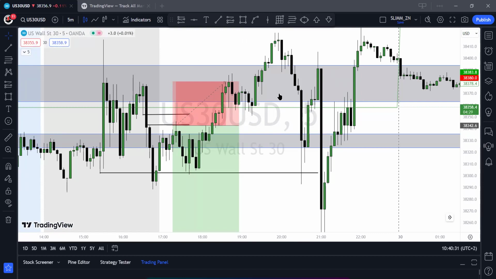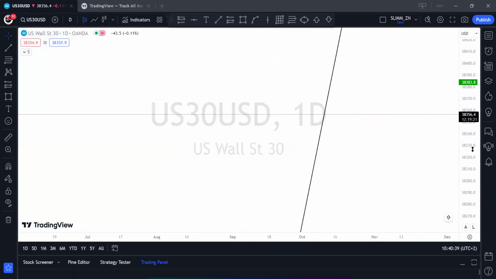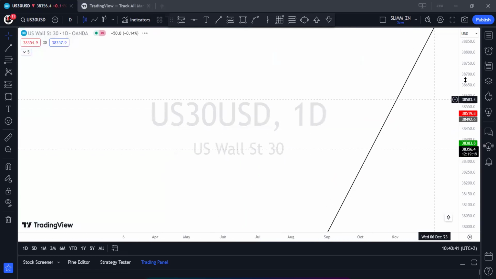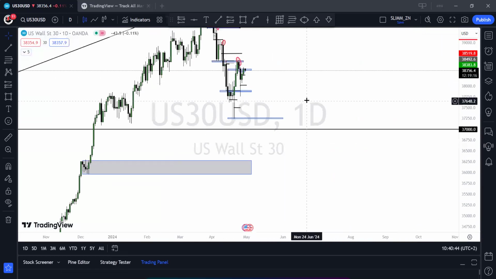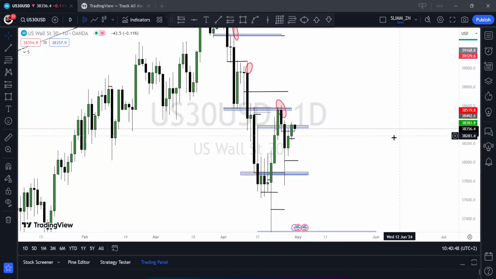So how I'm looking at it today, I'm just going to quickly jump to the daily. I literally have 2 minutes to explain this setup. Okay, what happened to my candles? Okay, there they are.